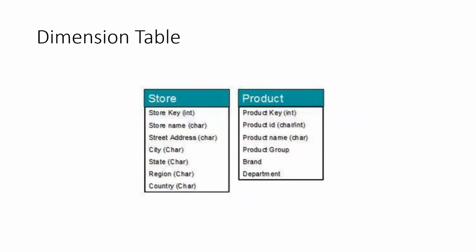So I have put two dimensions over here. One is called store dimension, another one is called product dimension. So you can see the store dimension. All the store related information is there. And this is the primary key of the store table, store key. The other things: store name, street address, city, state, region, country. Product table, product key is there. This is the primary key. Product ID, product name, product group, brand, department, those are there.